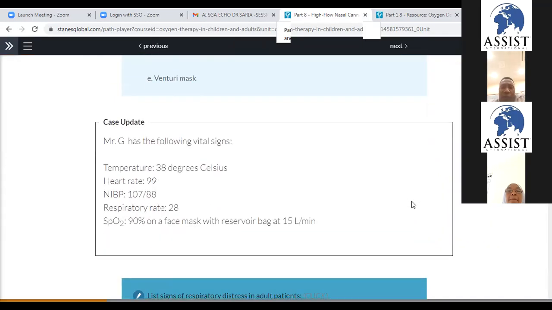So we are continuing with our case. Remember, Mr. G has the following vital signs. The temperature is febrile, 38, has a heart rate of 99 with a non-invasive blood pressure of 107/88 with a respiratory rate of 28, and he's saturating 90% on a face mask with a reservoir bag at 15 liters per minute. So you can see he's on 15 liters per minute non-rebreather bag, and he's saturating 90%. So let's proceed.